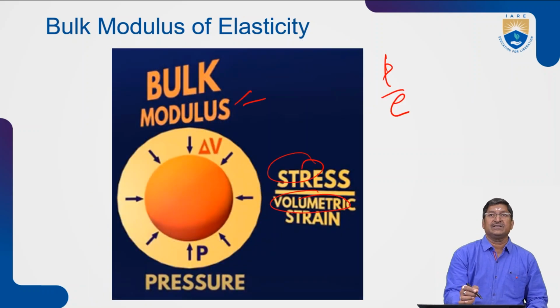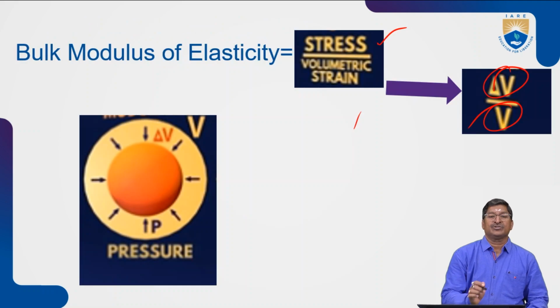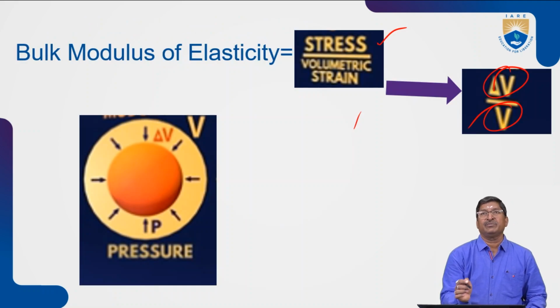So bulk modulus is the stress divided by volumetric strain here. Volumetric strain means the change in the volume divided by the original volume. So bulk modulus is equal to stress divided by volumetric strain, whereas volumetric strain is nothing but the change in volume by original volume. You can see this.